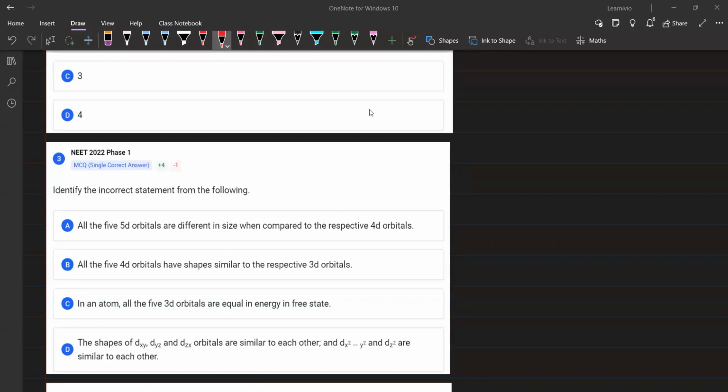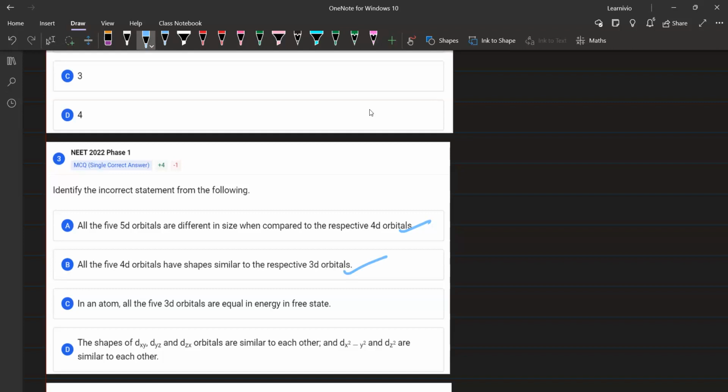Okay, all the answers are carried by the incorrect statement. All 5D orbitals are different in size when compared to the respective 4D orbitals. If that is true, 5D will be larger in size, right? So this statement is true. All the 5 4D orbitals have similar shapes to the respective 3D. Yeah, because it is D, it is going to be similar.